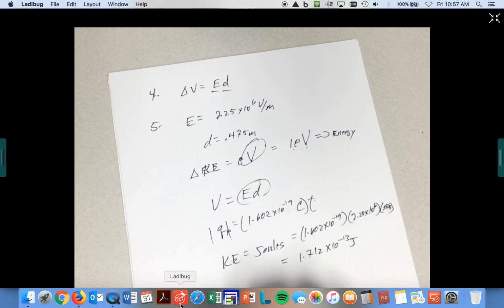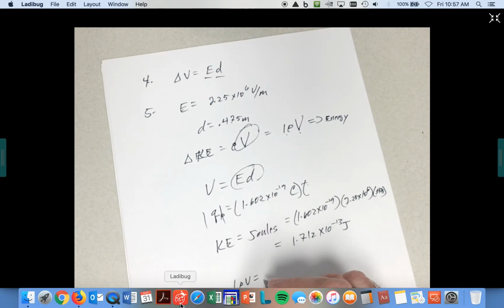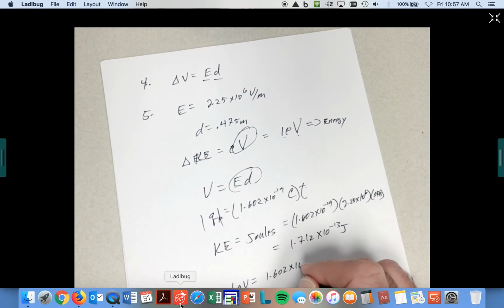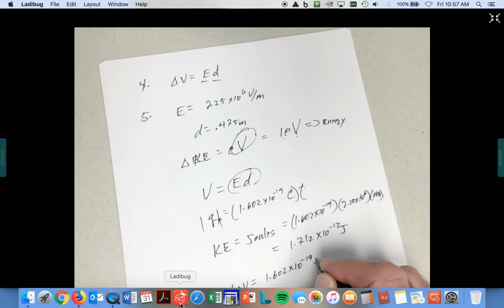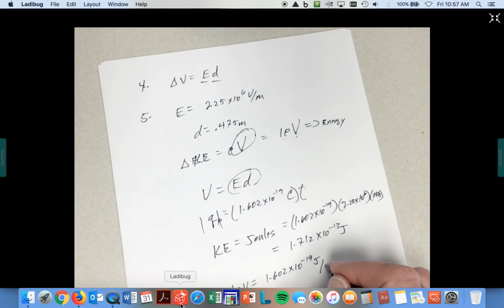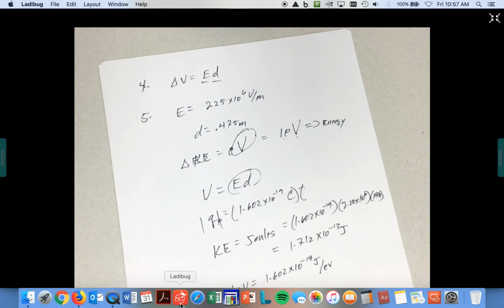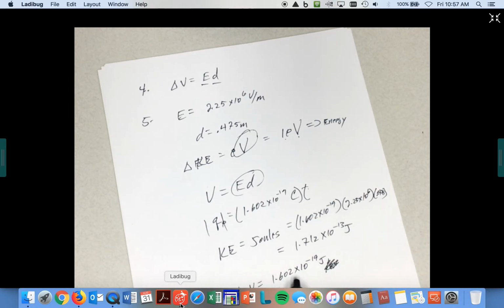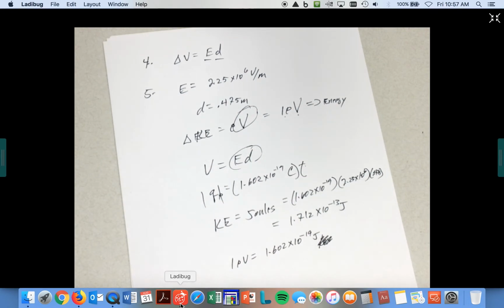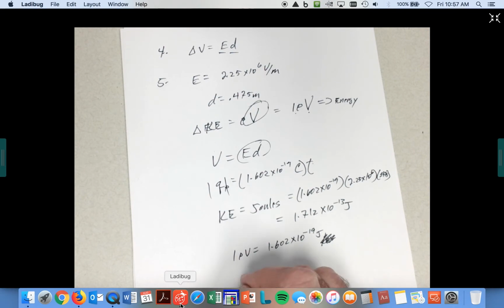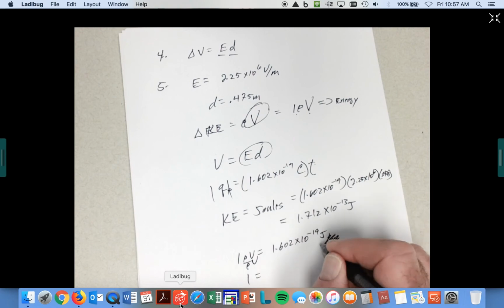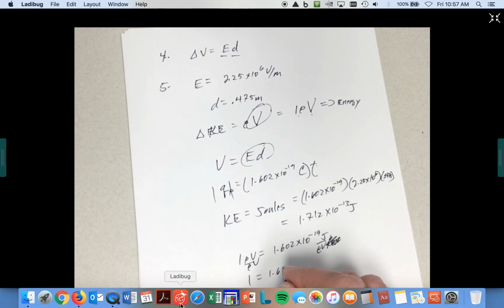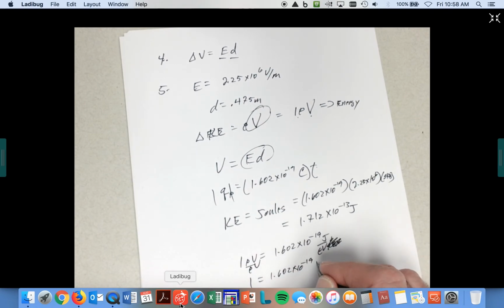All right. One electron volt is equal to 1.602 times 10 to the negative 19 joules per electron volt. Okay? So, if I want to get a factor that's multiplied by 1, I've got that 1 electron volt is equal to 1.602 times 10 to the negative 19 joules. So I need a factor that is equal to 1. So I take 1, and I divide both sides by electron volts. I get 1.602 times 10 to the negative 19 joules per electron volt equals 1.